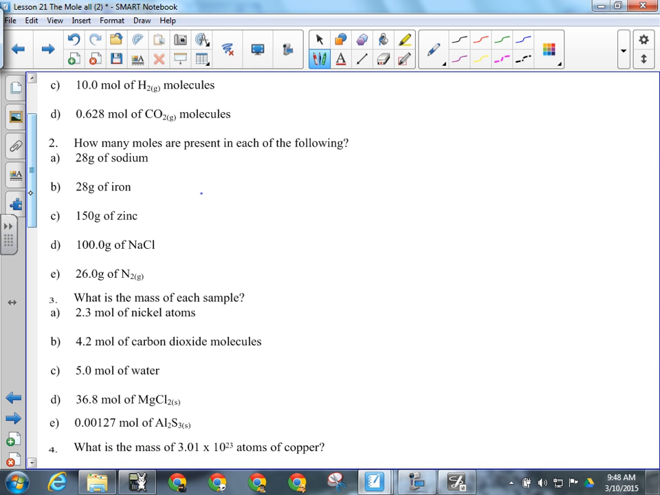Remember, guys, when you start a question, the first thing you do is write down your givens. That will help you figure out which way you need to move the formula around to get what you want.